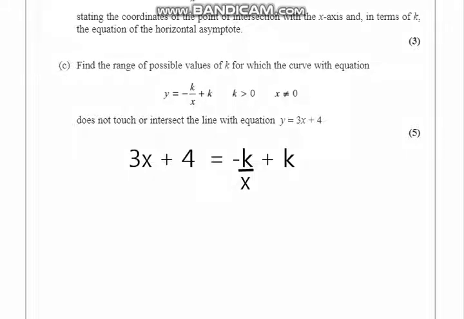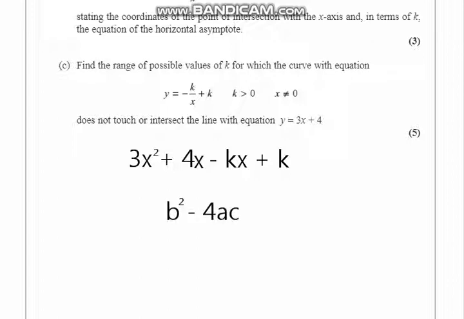There you go. Now to go on to the next step, I'll remove the fraction. You can see minus k upon x, so multiply everything by x, and that will give me 3x squared plus 4x equals minus k plus kx. Now taking these to the other side of the equation, we can set them as a quadratic function. There you go, it becomes a quadratic function here: 3x squared plus 4x minus kx plus k.